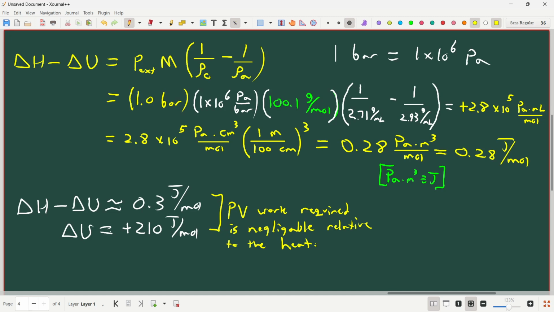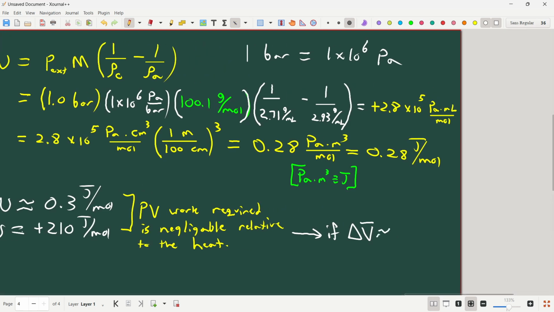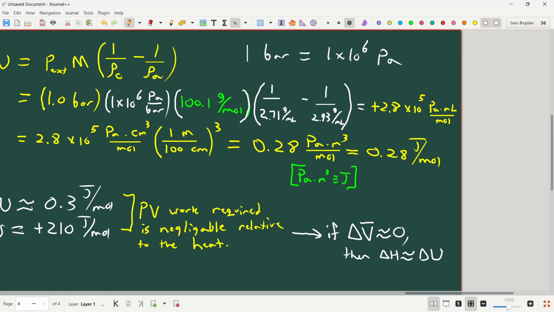So what that means is that if your volumes aren't changing that much, and your system is around 0, then delta H is approximately equal to the change in the total energy. That's really powerful. So if we have a process where, say, you're going from solid to solid or liquid to liquid, think about any chemical reaction. You have HBr, CH3OH, methanol, and HBr. That gives you CH3Br and NaOH.